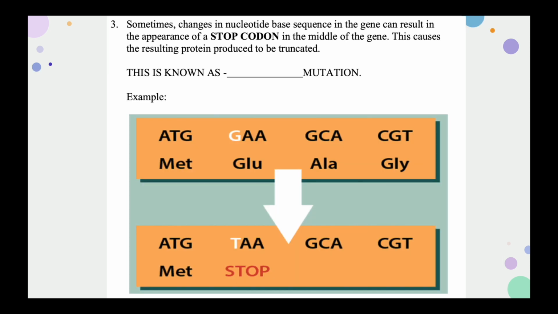Sometimes, change in the nucleotide base sequence in the gene can result in the appearance of a stop codon in the middle of the gene. This causes the resulting protein produced to be truncated. For example, this is the original base sequence of the coding strand of a gene. The substitution of base guanine here to thymine causes this codon to change into a stop codon. Due to this, the translation process will stop earlier than where it should, producing a shortened protein. This type of change to the protein is known as nonsense mutation.